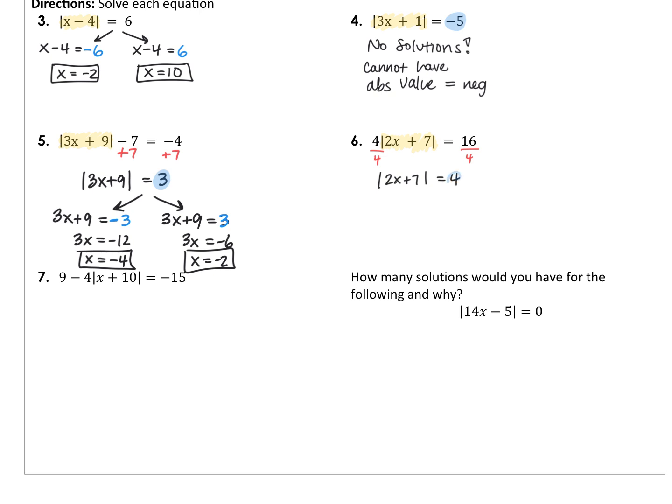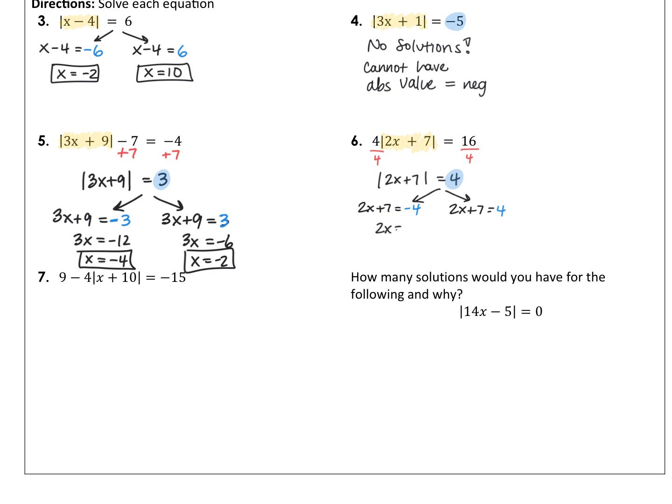It's equal to a positive. What two numbers have an absolute value of 4? Negative 4 and positive 4. So split it into your two cases. 2x plus 7 equals negative 4. And 2x plus 7 equals positive 4. A common mistake I see is that my students try and switch the signs on what's inside of the absolute value. This stays completely the same. It's what's after the equal sign that changes, okay?